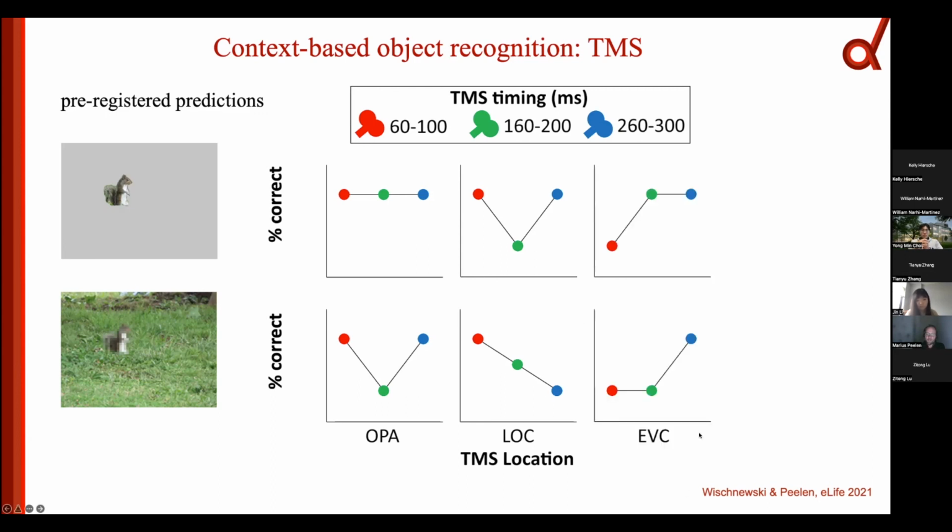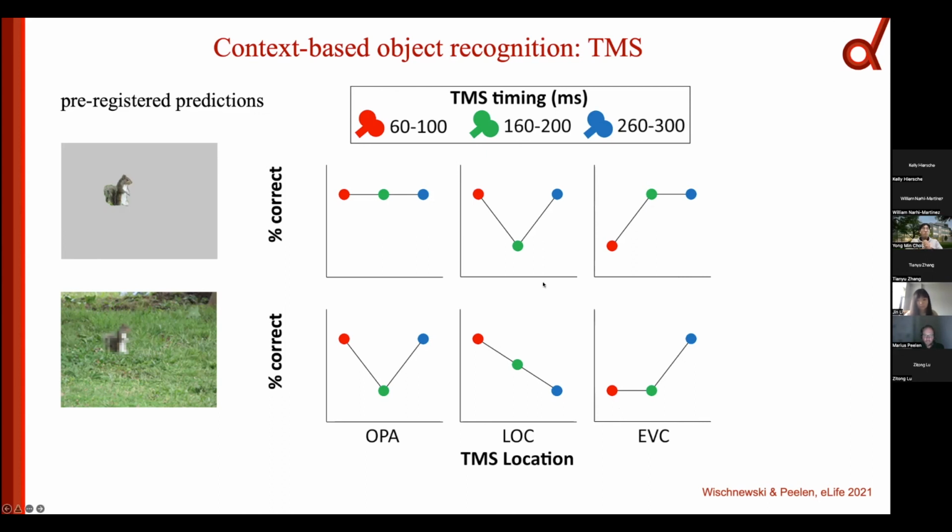Finally, for early visual cortex, we predicted that early stimulation would affect performance in both tasks, because that's when early visual cortex is processing the visual input in a feed-forward manner. But we expected that for the scene-based recognition condition, early visual cortex would still be causally involved a little bit later, because the object needs to be segmented from the background. And there are some studies indicating that that requires some re-entrant processing.